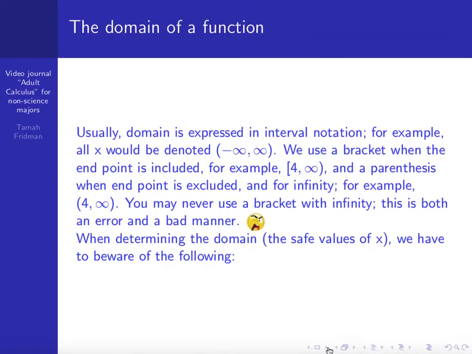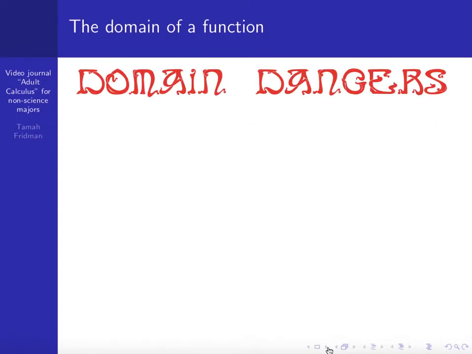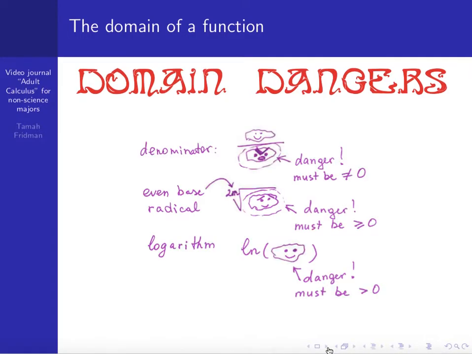Yuck. When determining the domain or safe values of x, you have to beware of the following. Domain dangers. Here is a picture. If you have a denominator, potentially that could be a danger because the denominator must be non-equal to 0. If you have a radical and the base is even, if it's odd, we don't care. But if the base is even, this expression got to be non-negative. And if you have a log, then the expression under the log must be strictly greater than 0.